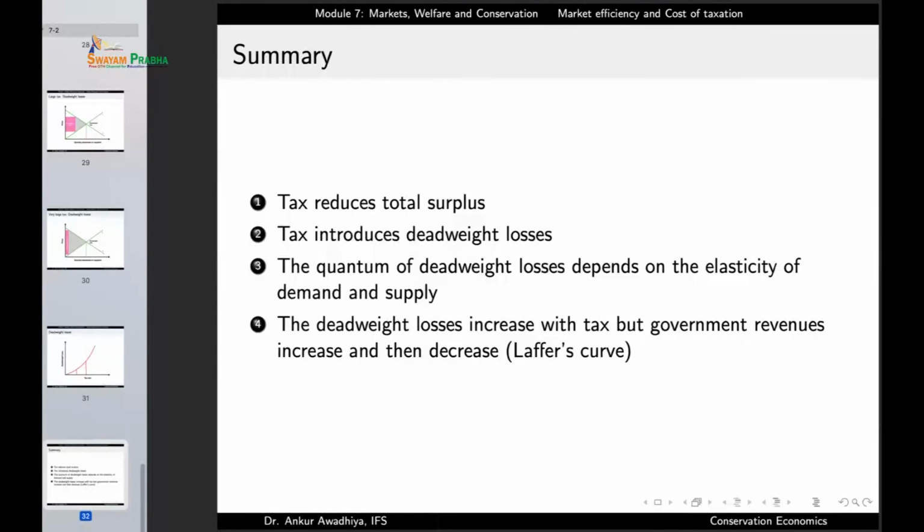We also observed that when we talk about the deadweight losses, if there is elasticity, then the deadweight losses are more. So if we consider an inelastic demand and supply, for the same tax size, the deadweight loss is less. If either the demand or the supply curves become elastic, then the deadweight losses are more. If both the demand and supply curves are elastic, then the deadweight losses are even more. So the quantum of deadweight losses depends on the elasticity of the demand and supply, and the deadweight losses increase with the tax, but government revenues increase and then decrease following the Laffer's curve.